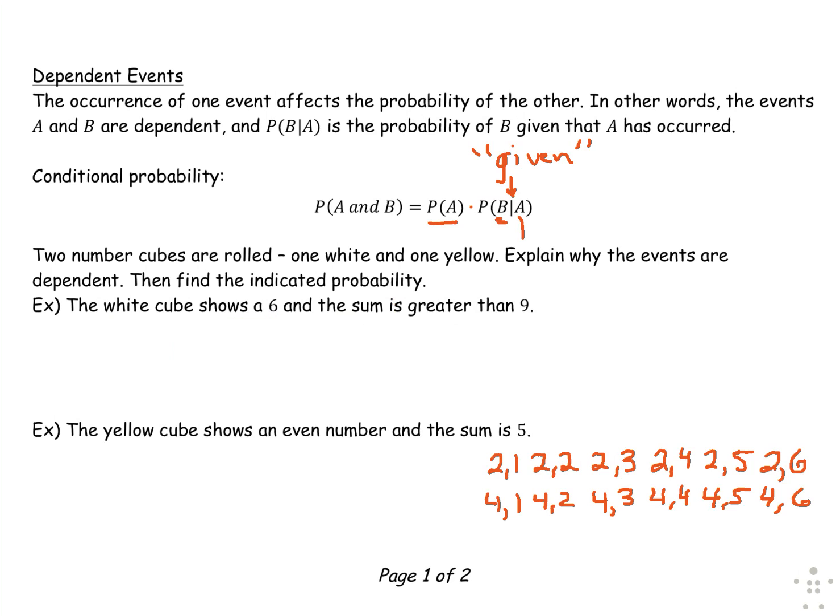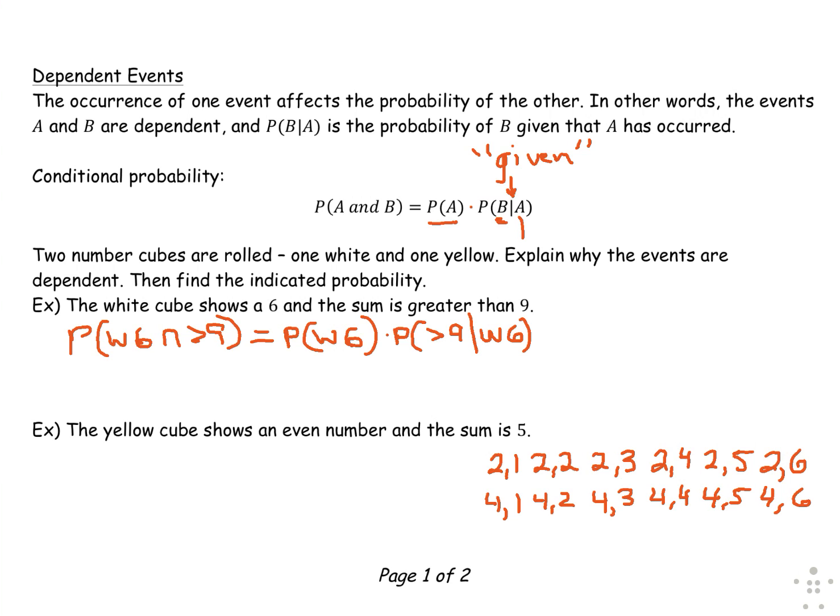So this will be the probability of showing a white with a 6 and the sum is greater than 9. So I get to multiply those two probabilities together. The white 6 is the first domino to fall, so it's independent, just its normal probability. But then the fact that the sum needs to be greater than 9, that is dependent. So probability that the sum is greater than 9 given, that vertical bar, that we already rolled a white 6.